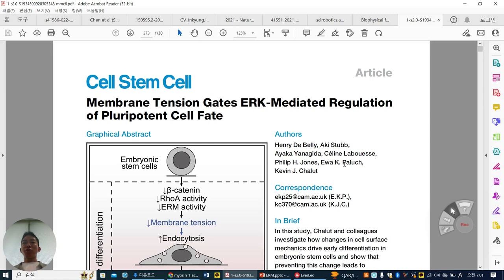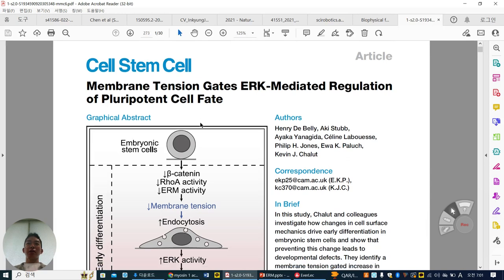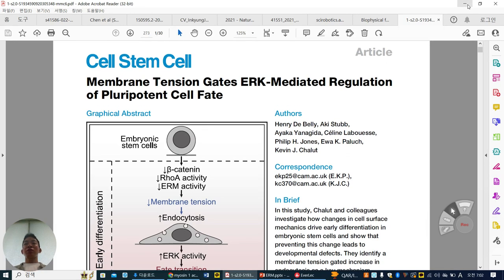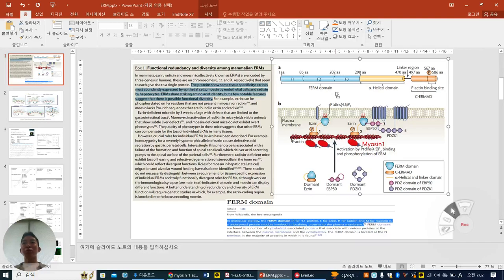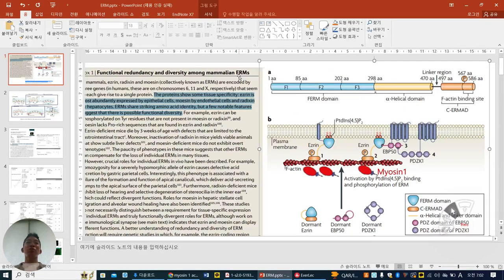Yeah, thank you for your presentation. So today I'm going to talk about a Cell Stem Cell paper written by Kevin Chalut. The title is Membrane Tension Gates ERK-mediated Regulation of Pluripotent Stem Cell Fate. Before starting this research paper, let's talk about this ERM structure.